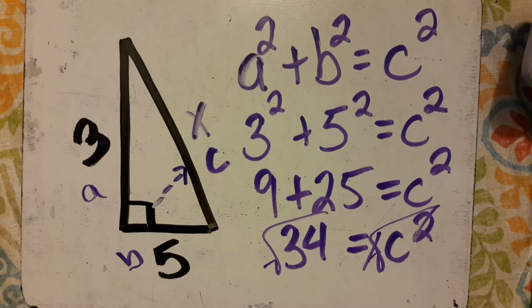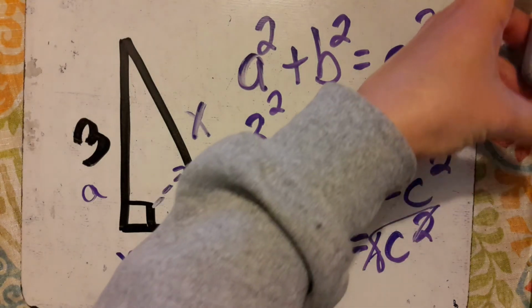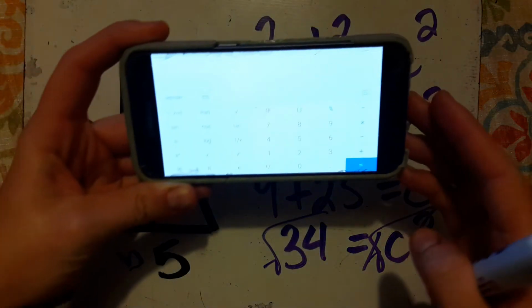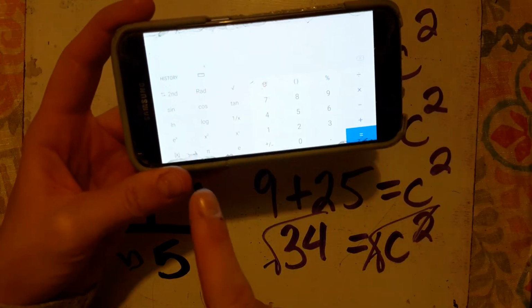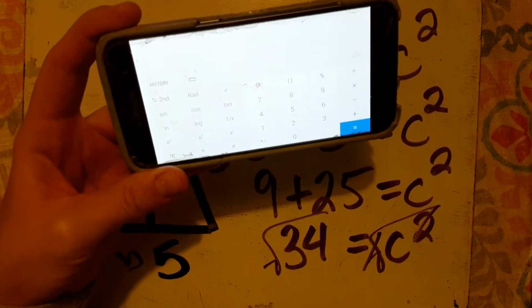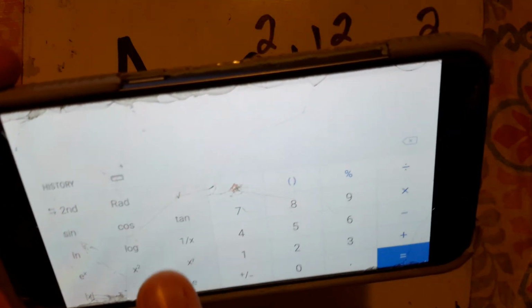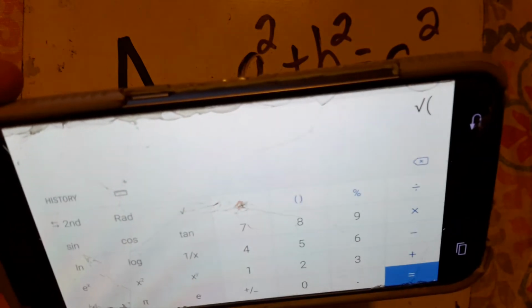It would be helpful for you if you just simply know some of the square numbers off the top of your head. But if not, grab a calculator. And you can totally use your phone for this. If you have a Samsung, that's what I have, you'll just have to rotate it sideways to get to the square root sign. And all you do is click the square root symbol here, and then 34.